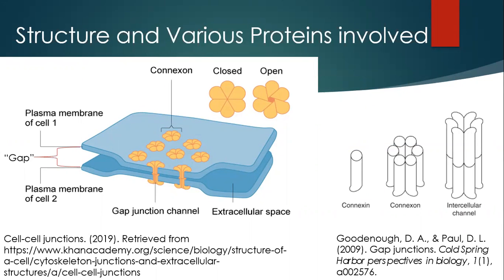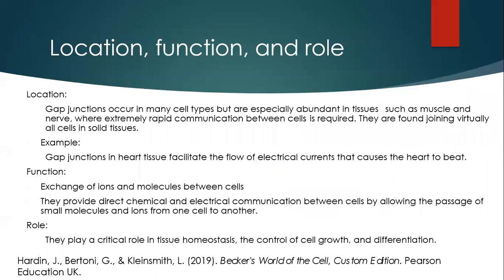So once fully formed, electrical potential, concentration of second messengers, and other conditions can influence whether gap junctions are open or closed. And the little photo right here shows what they would look like open as well as closed. So gap junctions occur in many types of cells, but are especially abundant in tissues such as muscles and nerve cells, where extremely rapid communication between cells is required. They are found joining virtually all cells in solid tissues.